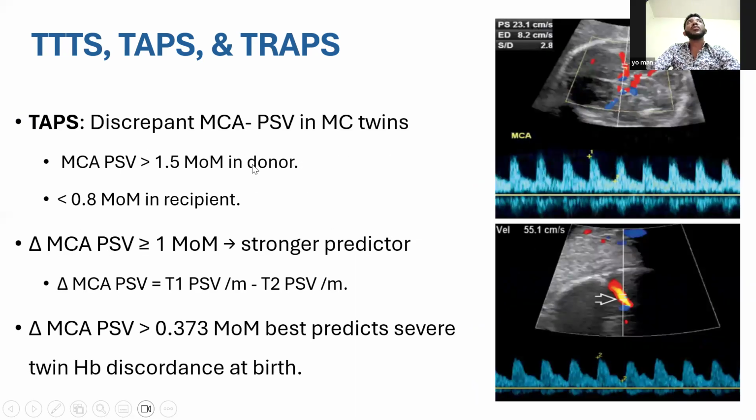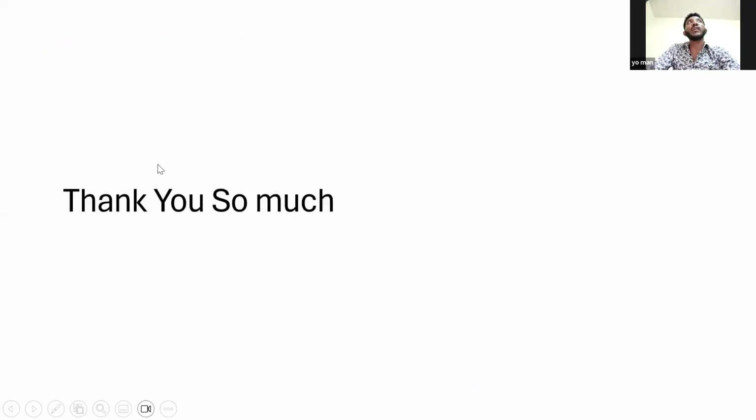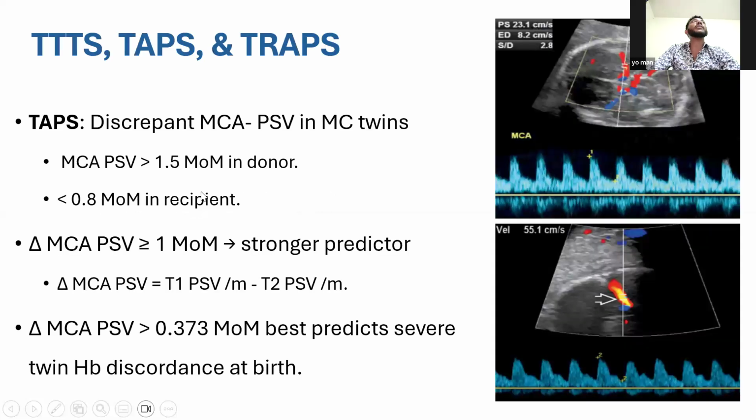In TAPS, you will measure the middle cerebral artery for both twins. If the MCA is greater than 1.5 multiples of median in the donor and less than 0.8 multiples of median in the recipient, you will diagnose twin anemia polycythemia sequence, okay? And a change in MCA peak systolic velocity greater than 1 multiple of median is a strong predictor for twin anemia polycythemia sequence, and the formula is seen here.